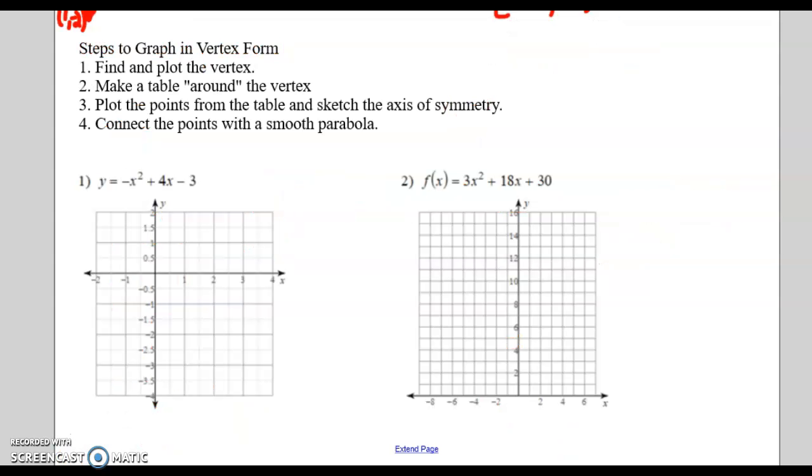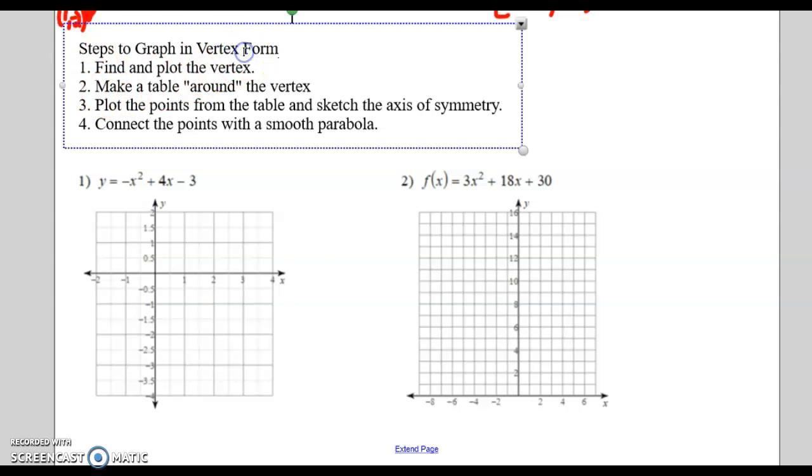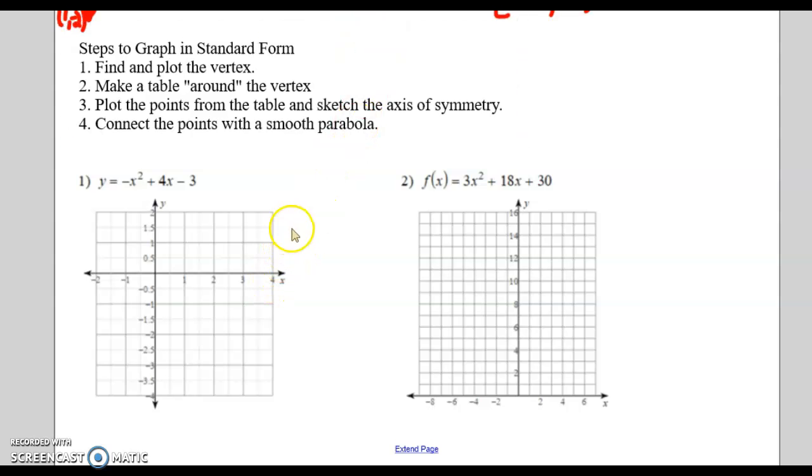All right, let's graph these parabolas in standard form. I'm going to do one, then I'm going to have you try the second one on your own. We're going to do the same steps as vertex form. That should actually say standard form there. So same steps, meaning we're going to find and plot the vertex first. Then we're going to make a table around the vertex. And then we'll plot the points from the table and sketch my parabola and my axis of symmetry. So let's go. Let's find the vertex first.